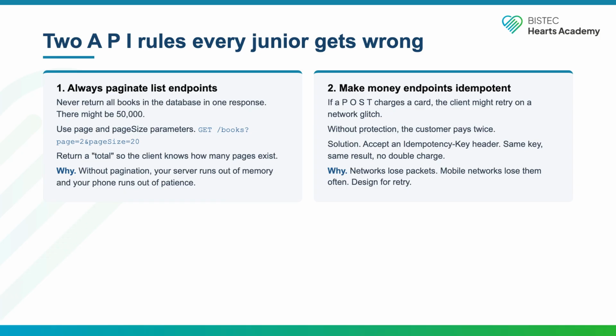Rule 2. Make endpoints that move money idempotent. Idempotent means same input, same effect, no matter how many times you call it. If a POST charges a card, the client might retry on a network glitch. Without protection, the customer pays twice. The fix is to accept an idempotency key header. Same key, same result, no double charge. Networks lose packets. Mobile networks lose them often. Design for retry from the start.